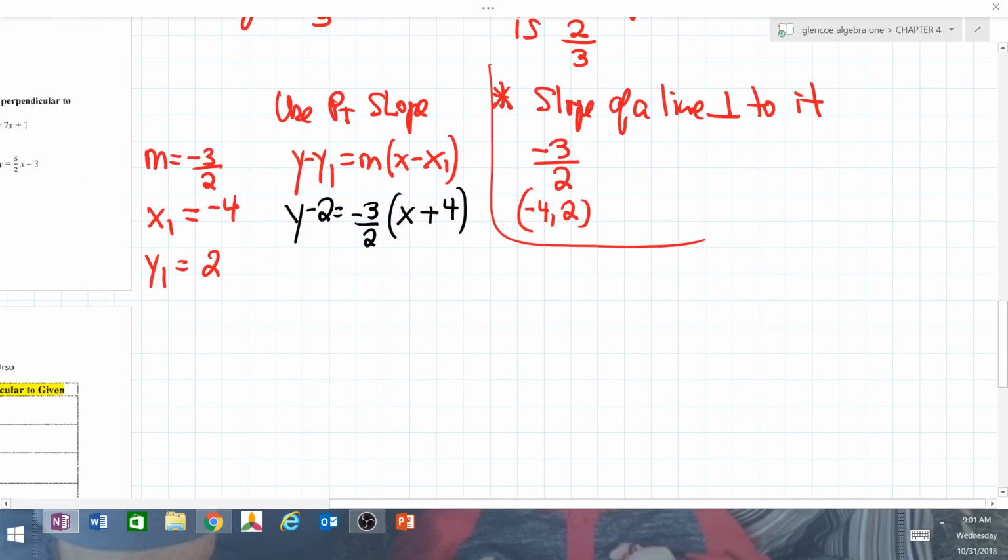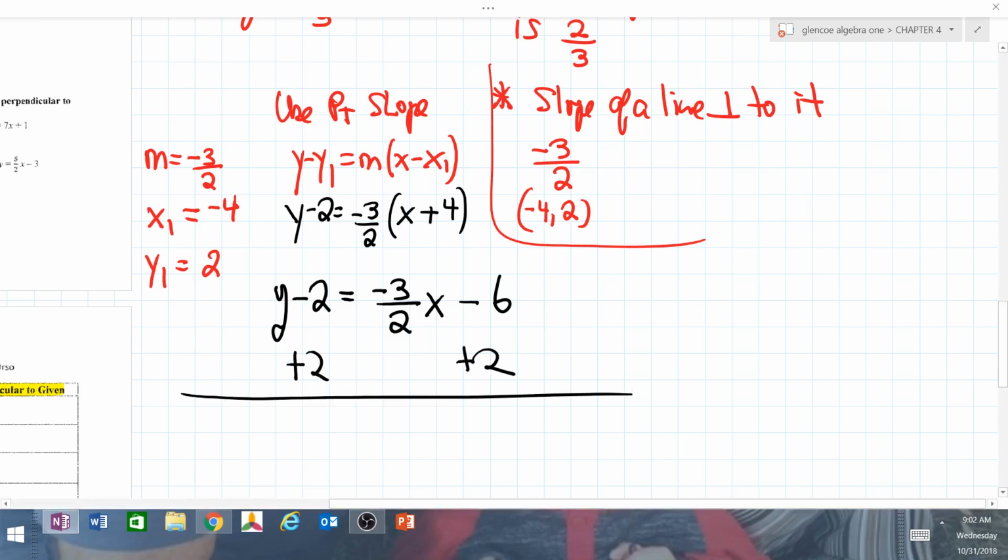Okay, good. So now we have y minus 2 equals negative 3/2 x minus a negative 3/2 times 4, which would be negative 3 times 4, which is negative 6. All right, now we need to put it in y equals mx plus b form. So what should I do to each side? Add 2. So we've really only added one step.